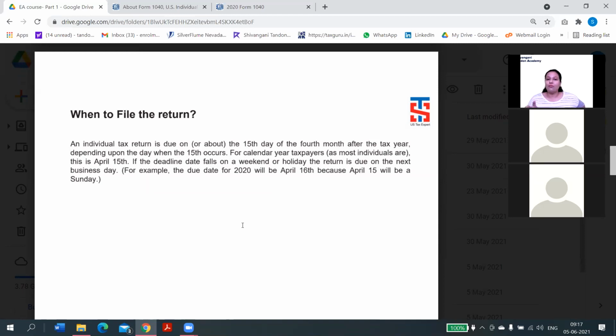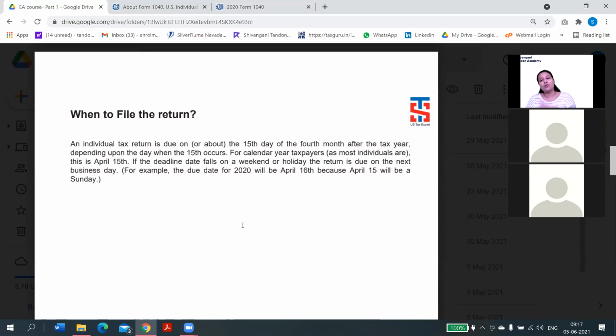Okay, when to file the return? What is the tax filing date of an individual's return? It is the 15th day of the 4th month after the tax year. Most people in the US follow the calendar year. What does the calendar year mean? January to December. So the calendar year is followed by the taxpayer for their income received. So what is the return filing date? 15th of the 4th month, that is 15th April.